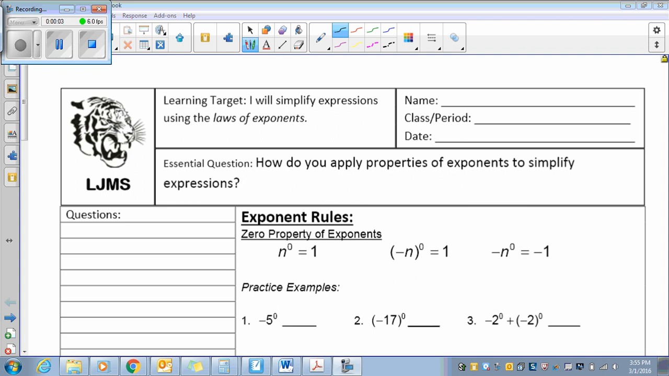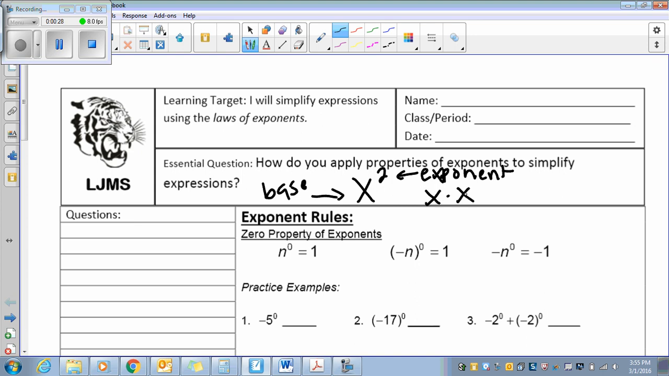Today we are going to learn the laws of exponents. As we know, in x squared, x is our base number and that 2 is our exponent. The exponent tells us how many times we should multiply the base. So we would multiply x times x, which is x squared.